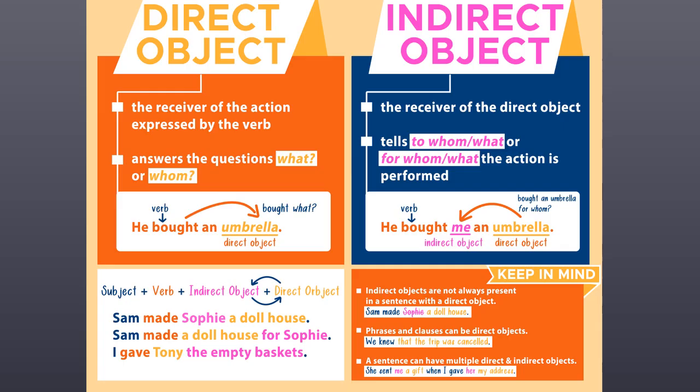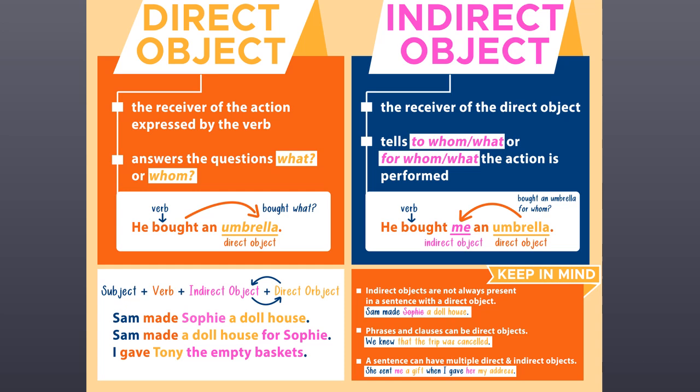Direct object and the indirect object, more explanation for you. The receiver of the action expressed by the verb, we call it what? Direct object. It always answers the questions what or whom. See the sentence here. He bought an umbrella. So he is a subject. Bought is the verb. He bought what? It's umbrella. Fantastic. For the indirect object, it's the receiver of the direct object.